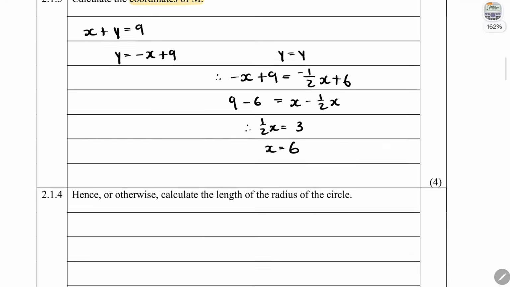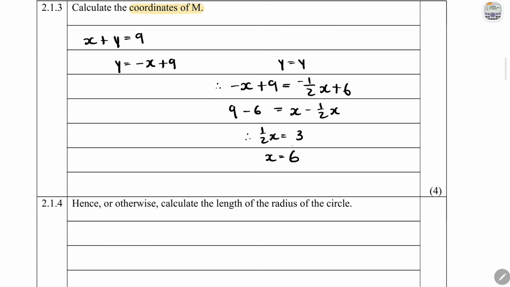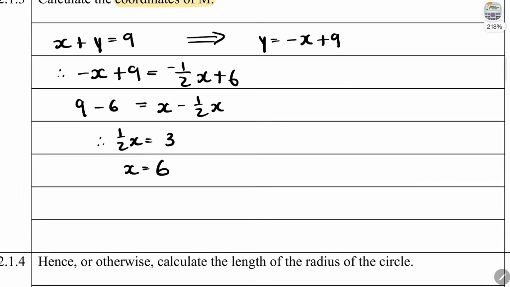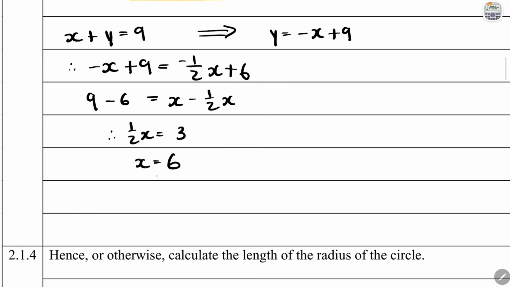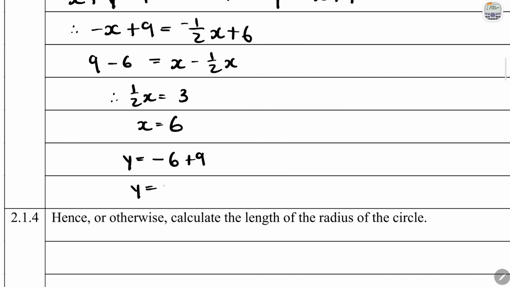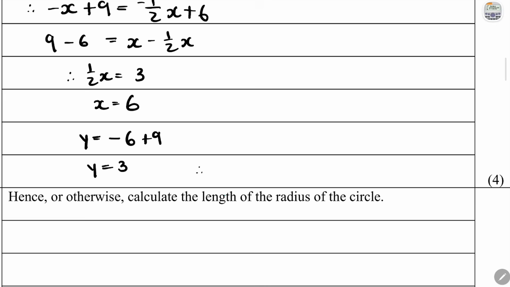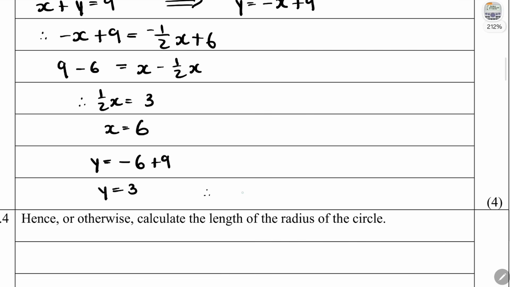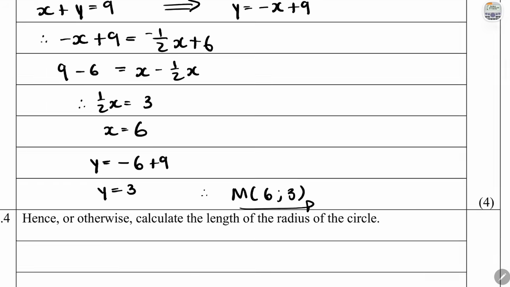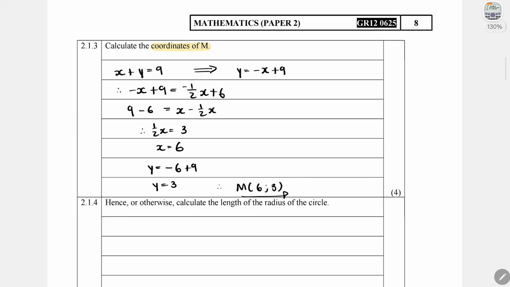So we found the x value. Now to find the y value, simply substitute this x value into any of these equations. To find this y value, we can just use this equation that we already have here. We equated these two equations, but it's fine to just use that. So we have -6 + 9. 9 - 6 is 3. So that is our value. And so therefore, M, the center of the circle, is (6, 3). And that is our answer. Moving on to the next question.